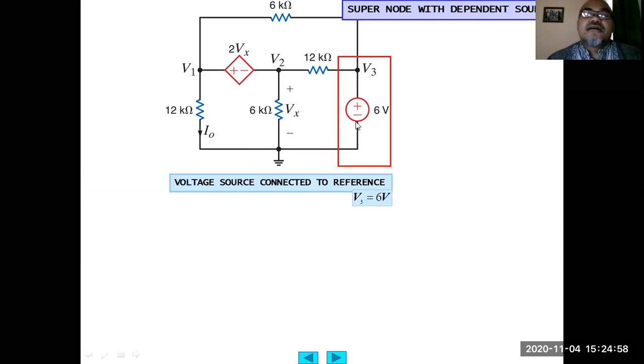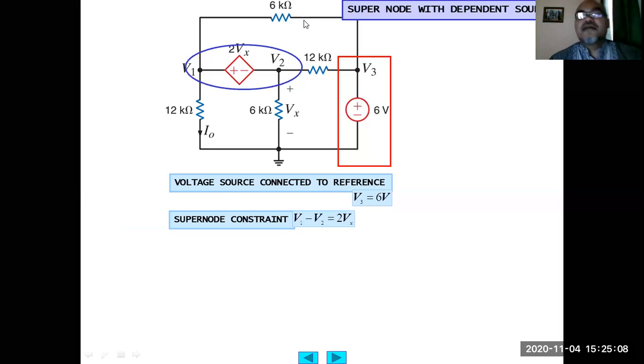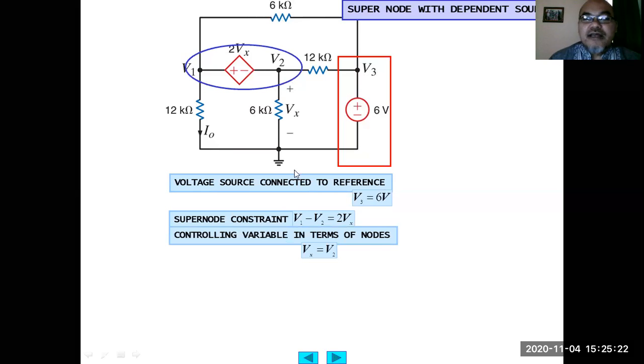We express this first equation. We have a voltage source here, so we make a supernode. The constraint equation, expressing the condition within that supernode, is V1 minus V2 equals 2Vx. Then the controlling variable in terms of the node is Vx equals V2, as I mentioned earlier. And V1 equals 3 volt.